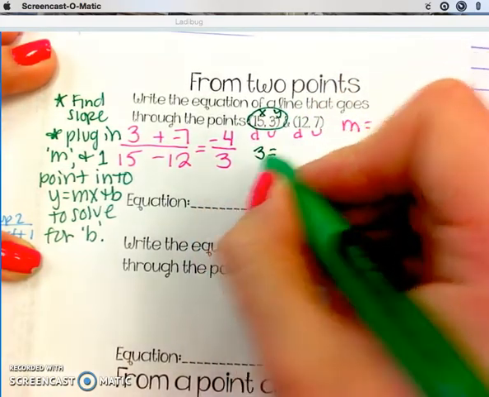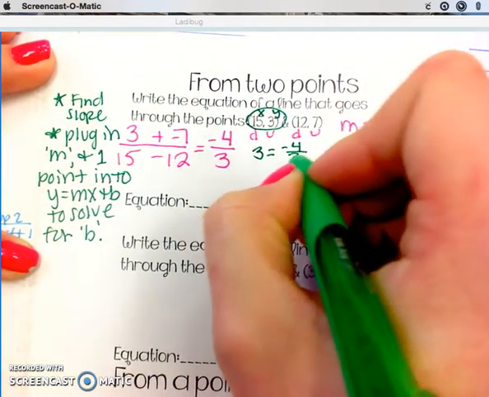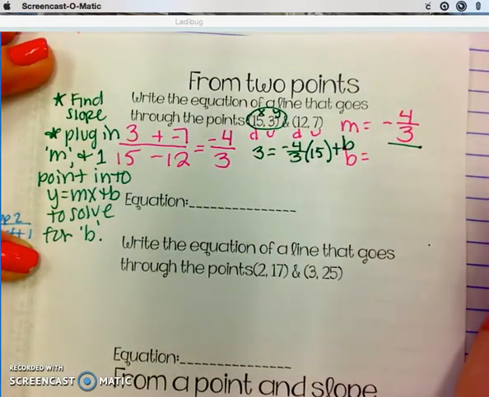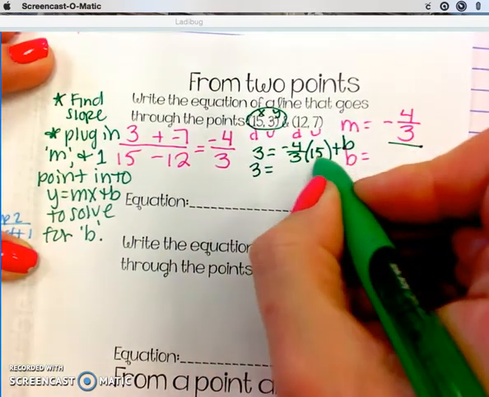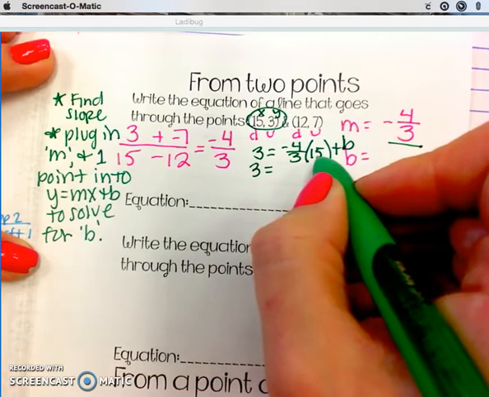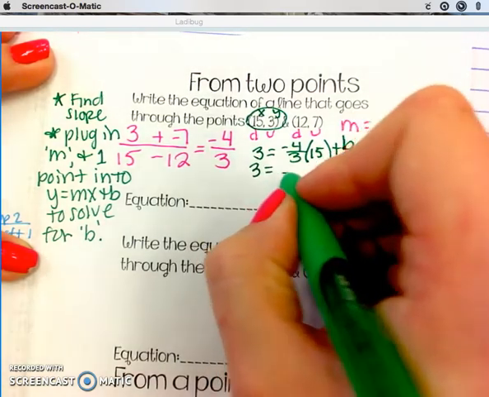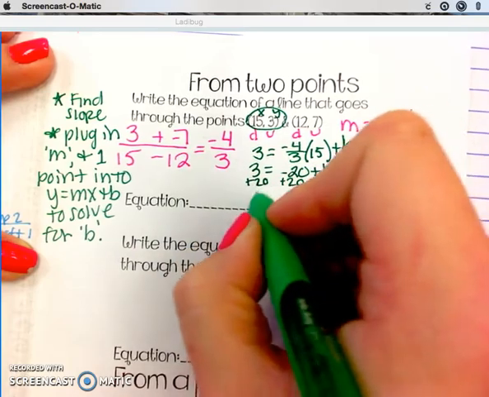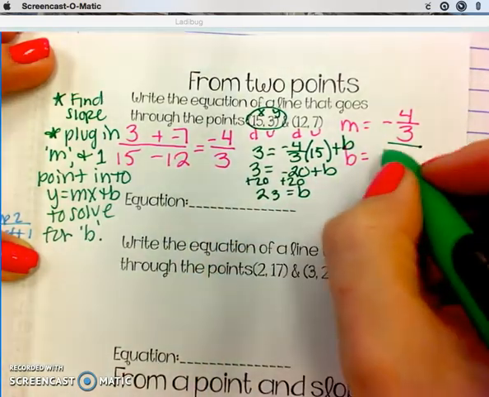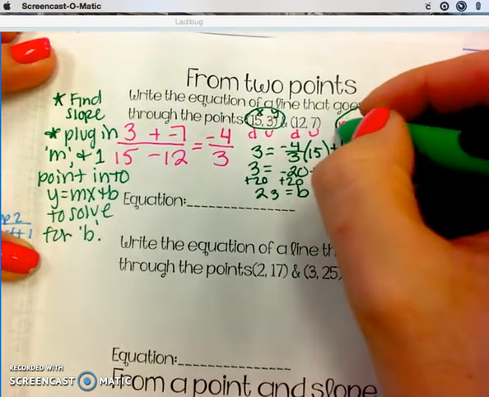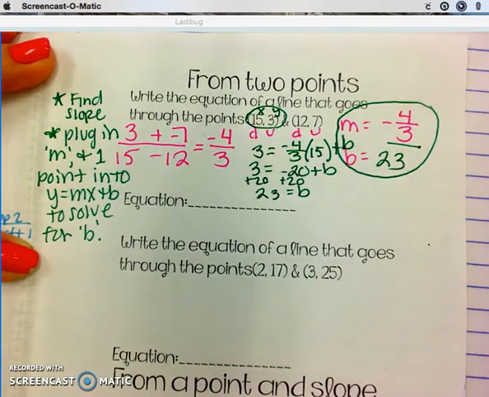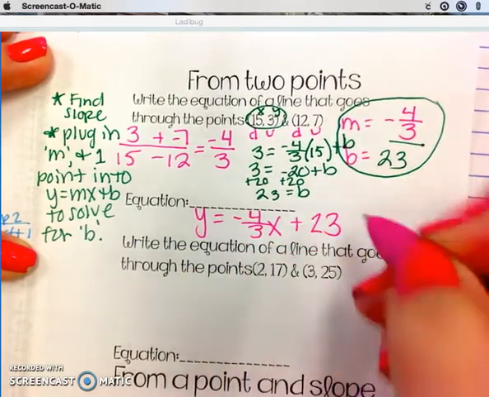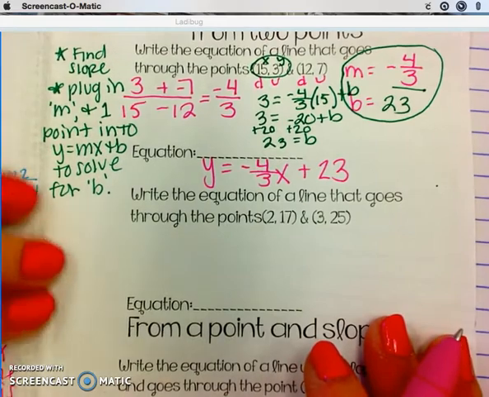So 3 equals my m, -4/3, times the x, 15, plus b, since I'm solving for b. So 3 equals -4 times 15, which is -60, divided by 3 is -20. And to solve for b, I add 20 to both sides. So 23 equals b. So I have my m and my b, and you can write your equation: y equals -4/3 x plus 23. And you can pause the video and try this one.